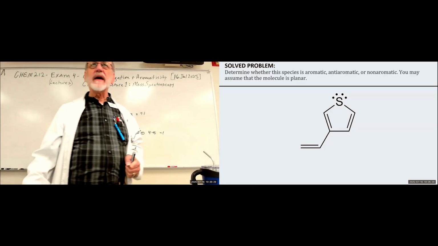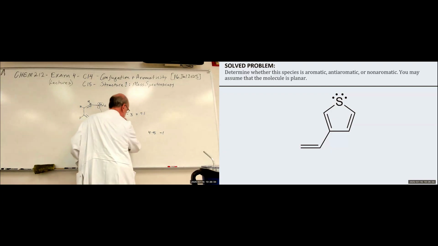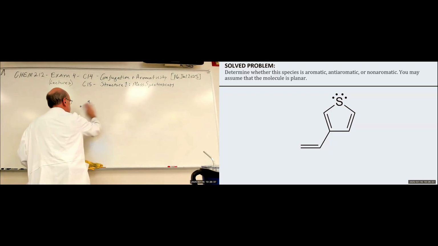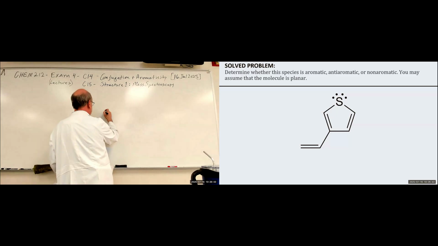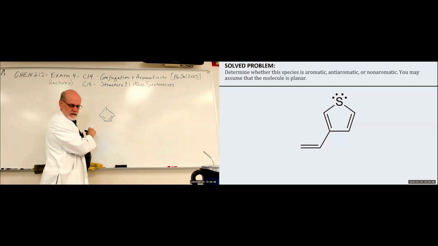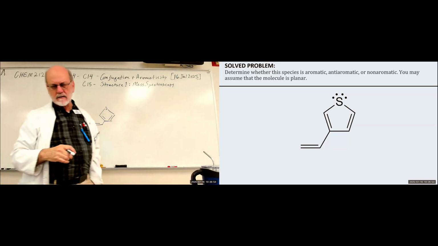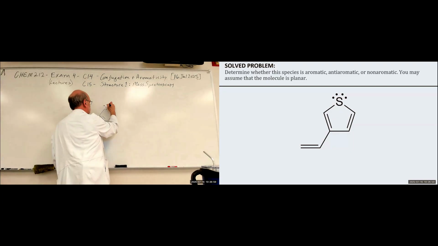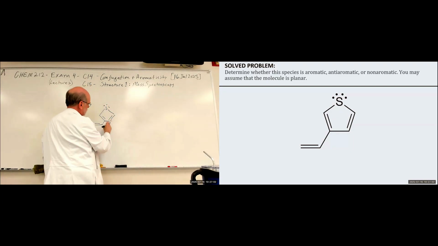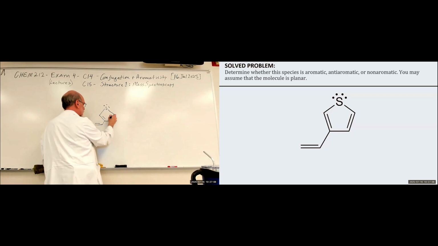Determine whether this species is aromatic, anti-aromatic, or non-aromatic. All right, so let's use the rules first and see if we can figure this one out by the rules. Sulfur there, and then we have here and here. Have a vinyl group on the side. Okay, and there's our lone pairs. We shouldn't have to deal with the hydrogens. Okay, here's our ring structure.